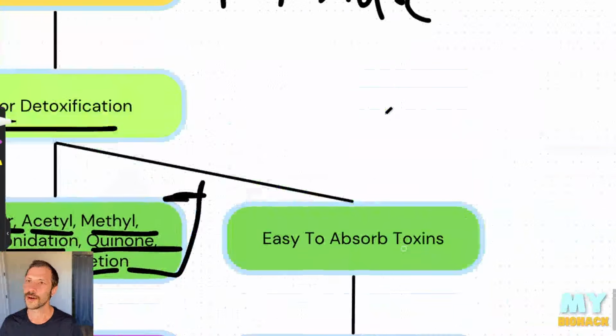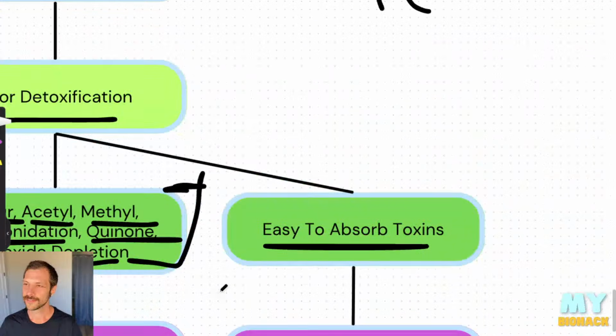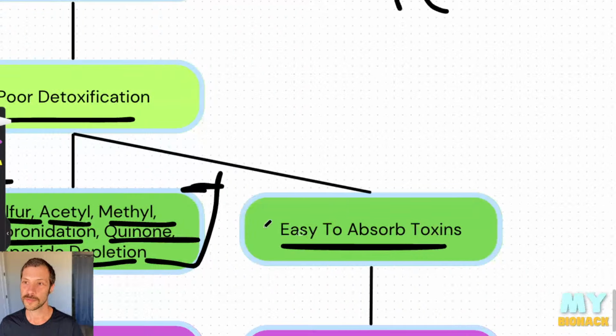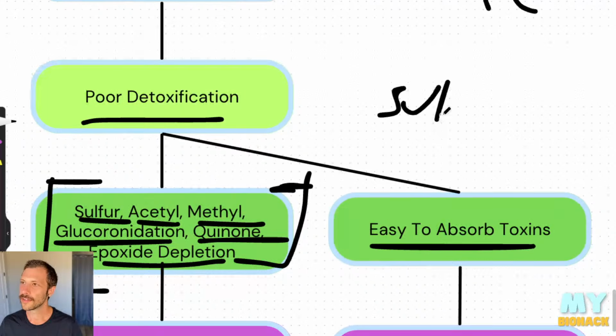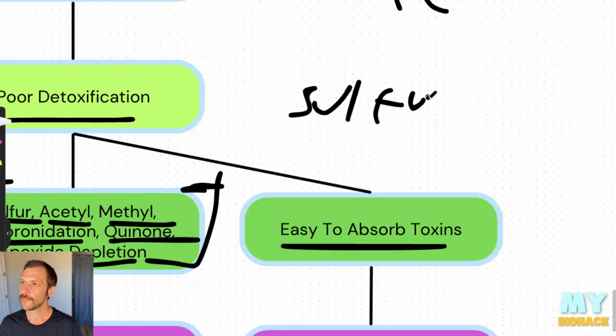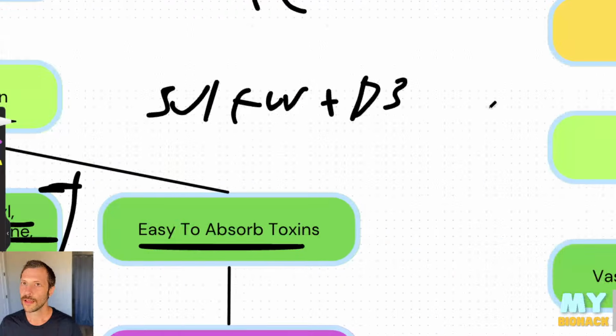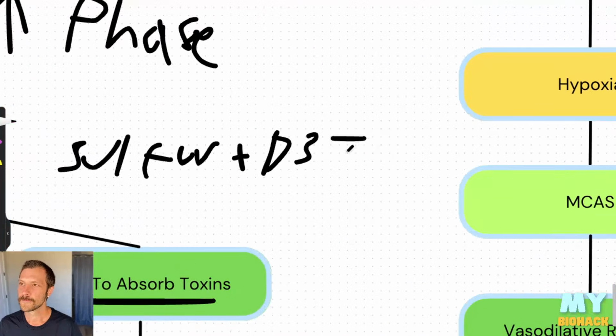Okay. So with poor detoxification, it's easy to absorb toxins because you're not detoxing them. You're not adding these groups to them. Like sulfur, when you add a sulfur group to, for example, vitamin D, the active form of vitamin D, just put D3 here, you get deactivated vitamin D.